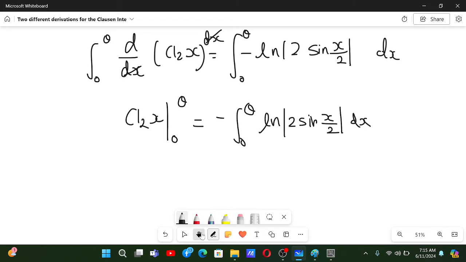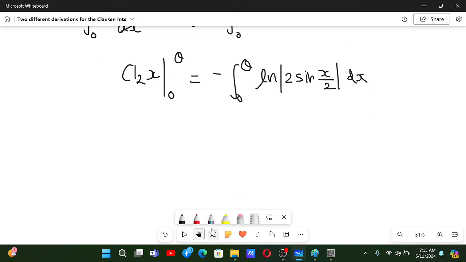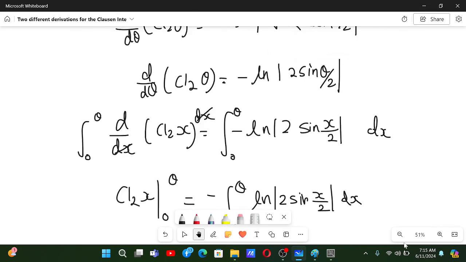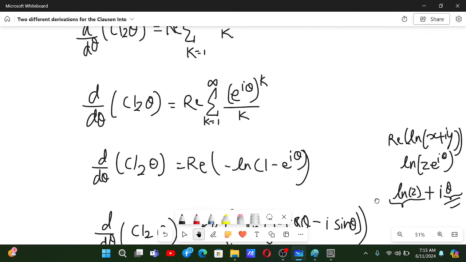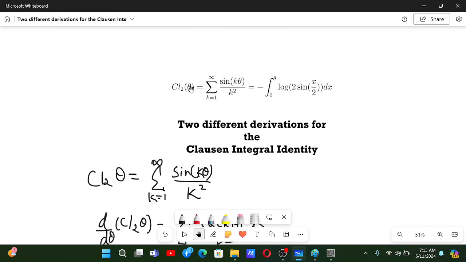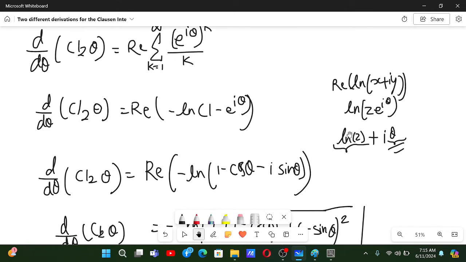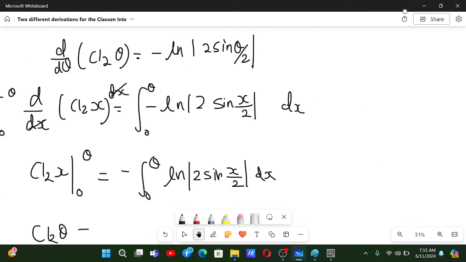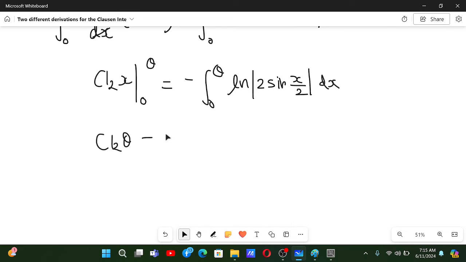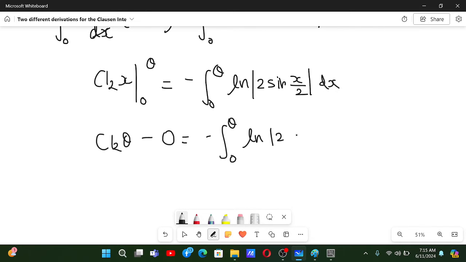And after this, we know that if we evaluate this at theta, it will just be Cl2 of theta, and at 0, Cl2 of 0 will be just 0 because Cl2 of theta is just the sum of the sines. We had seen that Cl2 of k theta is just the sum of sine k theta by k. So if theta is 0, this will just go to 0 for every value of k. So Cl2 of 0 is just 0, and over here this is minus integral from 0 to theta of ln of 2 sine x by 2 dx.